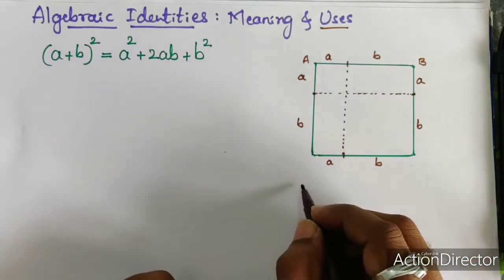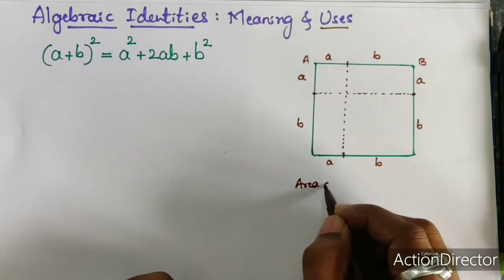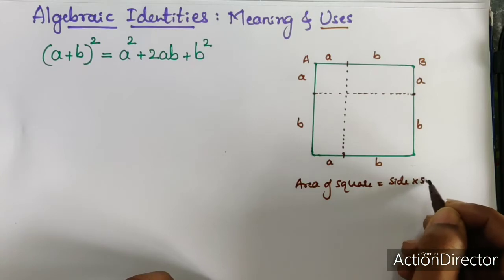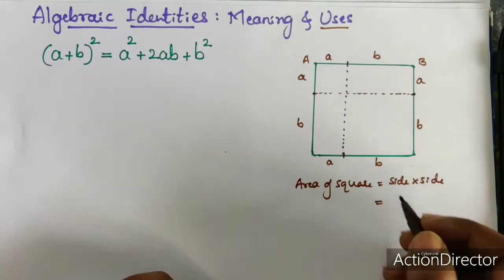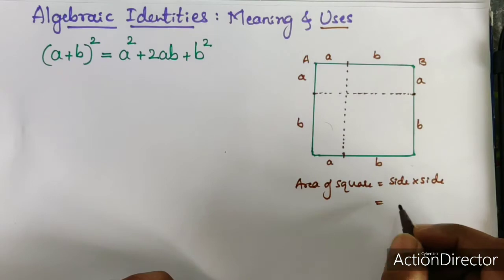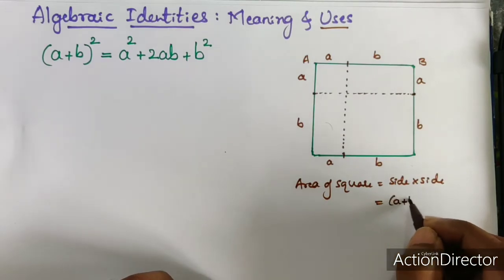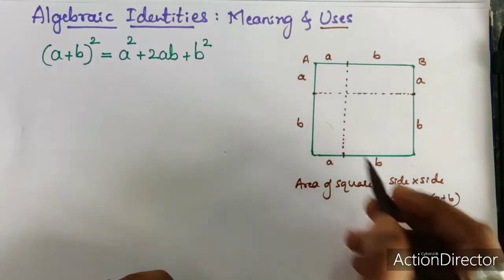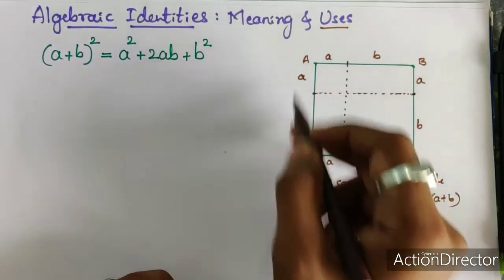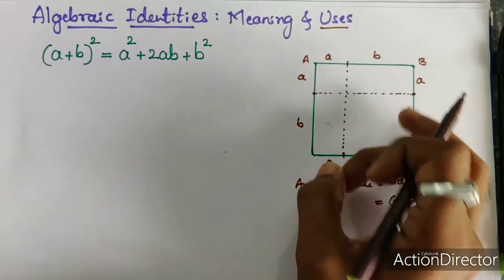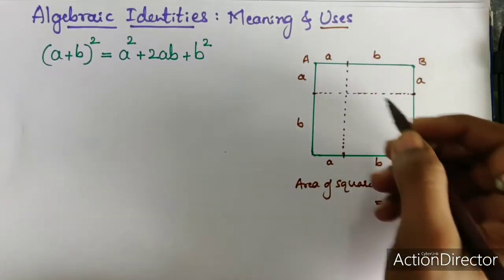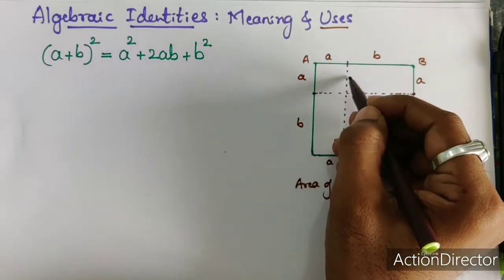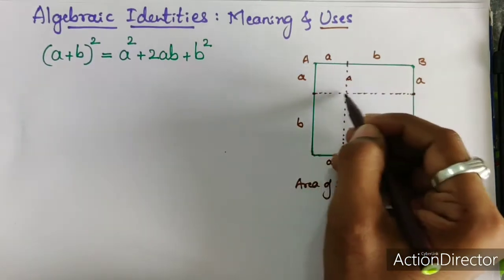You already know that the area of a square is equal to side into side. What is each side? Each side is equal to a plus b, so I have to do (a plus b) into (a plus b), because one side is a plus b. You check everywhere, it is a plus b. Now there is a simpler way of doing this. If you see this, all 4 sides are a. Since this is a, this also is a. Since this is a, this is also a.